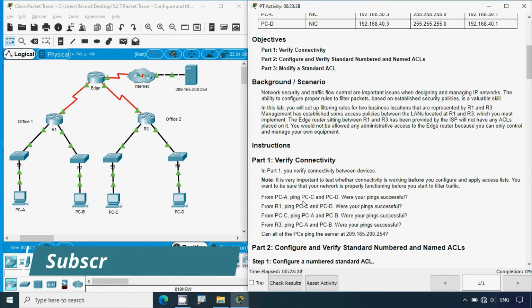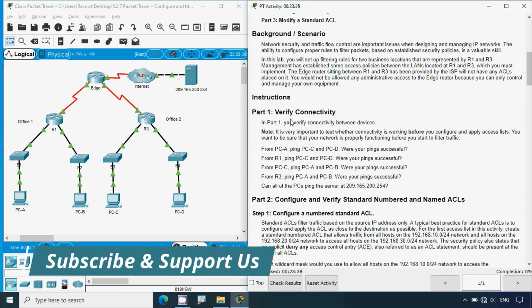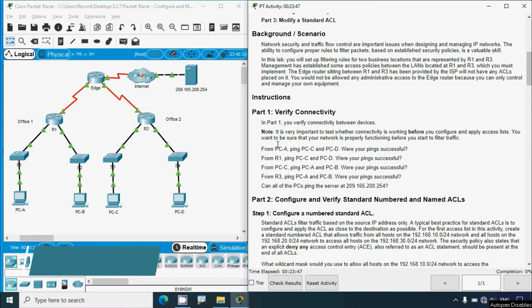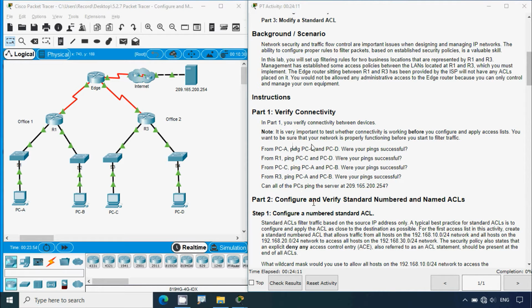We will go to the instructions. In Part 1, verify connectivity. In Part 1, we will verify connectivity between devices. They gave a note: it is very important to test whether connectivity is working before you configure and apply access lists. You want to be sure that your network is properly functioning before you start to filter traffic. Yes, that is very important.